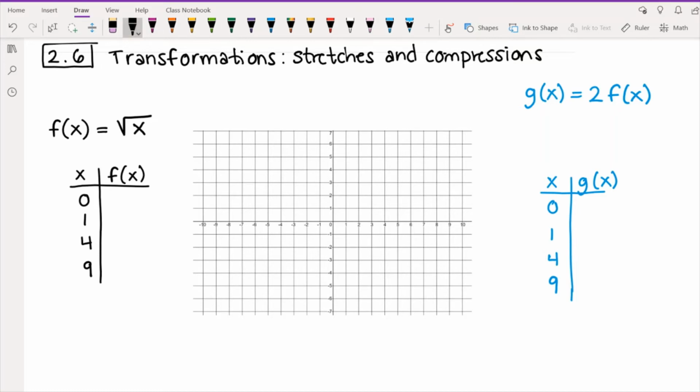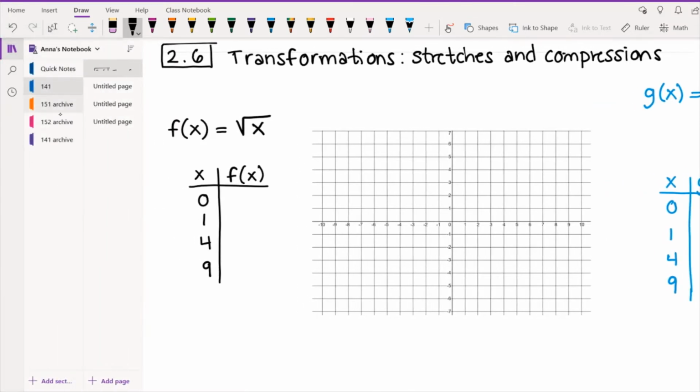Hi everyone. So in this video, we're going to be talking about our last type of transformation, which is stretching and compressing graphs. I just wanted to quickly remind you what the other types of transformations are that we talked about, just to contrast them.